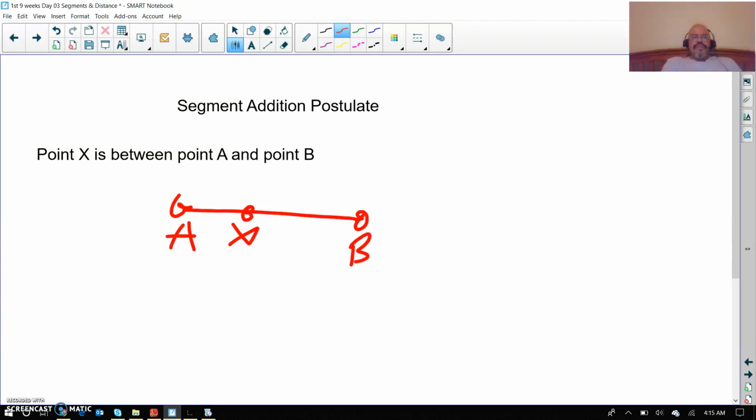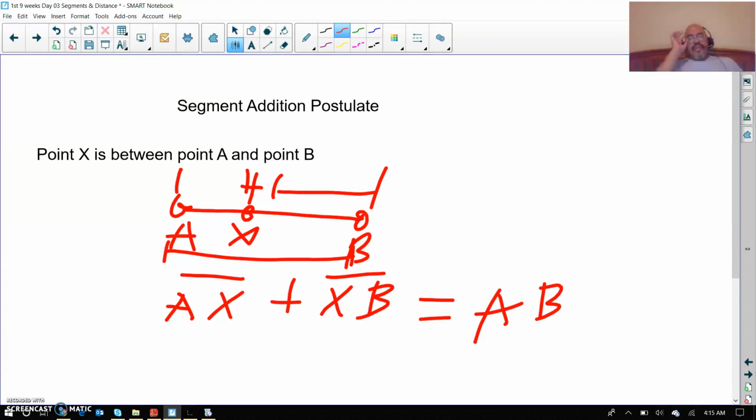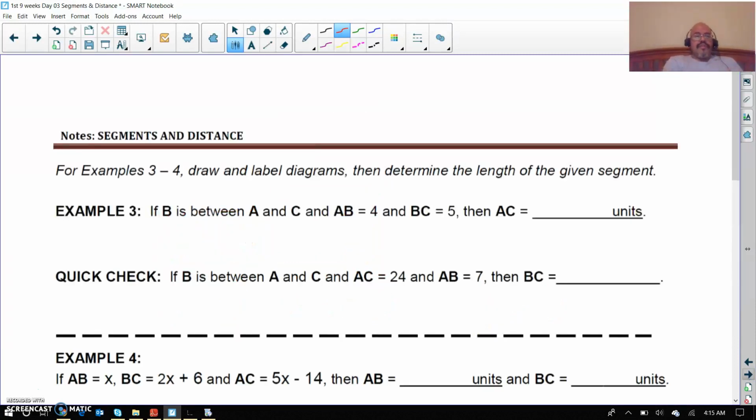So what this means is that in the segment addition postulate, we have AX, and addition means we're adding these two segments together. So right here, we have plus XB. That's equal to the entire segment from A to B. Trust me, this is going to work for us. This is a really easy way of doing this type of problem.